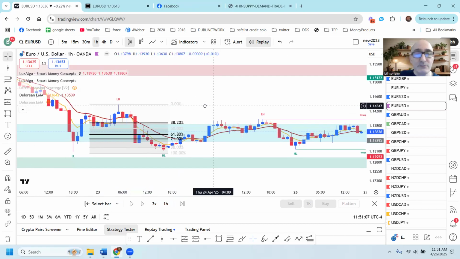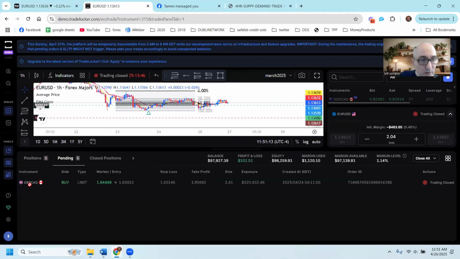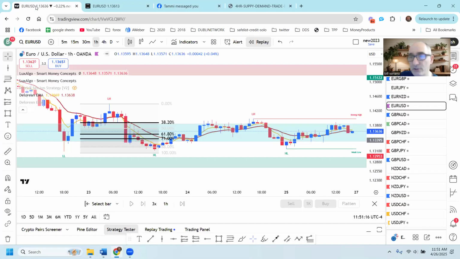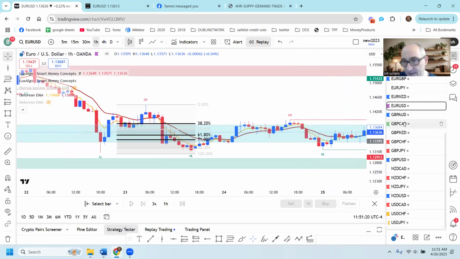Okay. So that was EURUSD. That was the only trade that we were able to take. We do have a pending order in though for GBP-CAD. So let me show you this one. Let me show you how this one's set up. And it's probably the last one I'm going to show you.